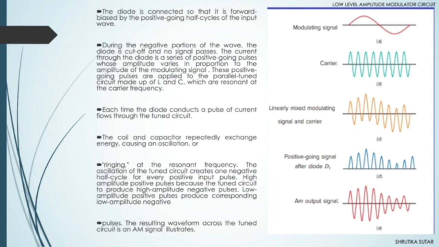the modulating signal. These positive going pulses are applied to the parallel tuner circuit made up of L and C, which are resonant at the carrier frequency. Each time the diode conducts, a pulse of current flows through the tuner circuit. The coil and capacitor repeatedly exchange energy, causing an oscillation or ringing at the resonant frequency.